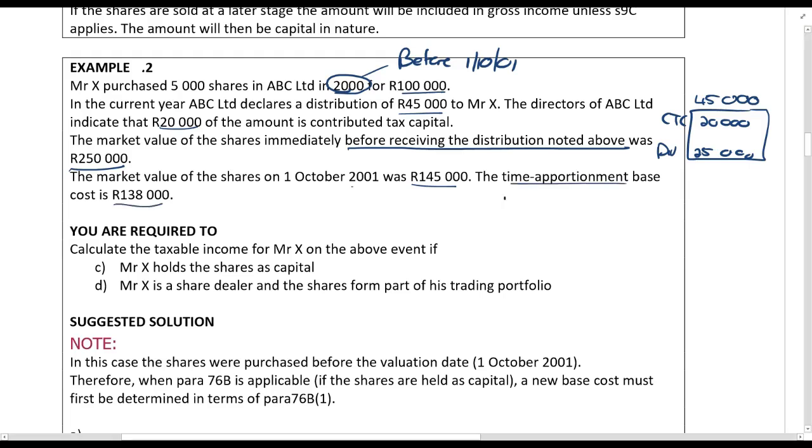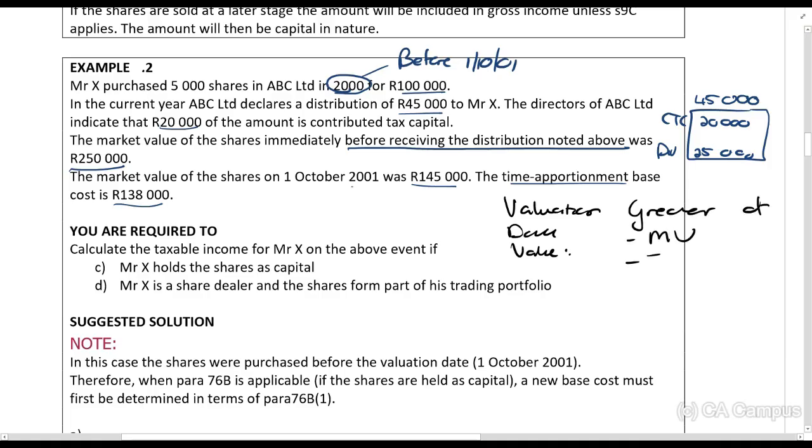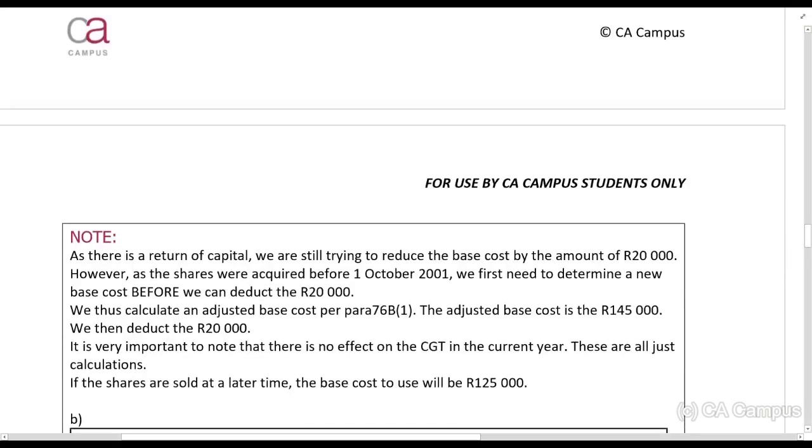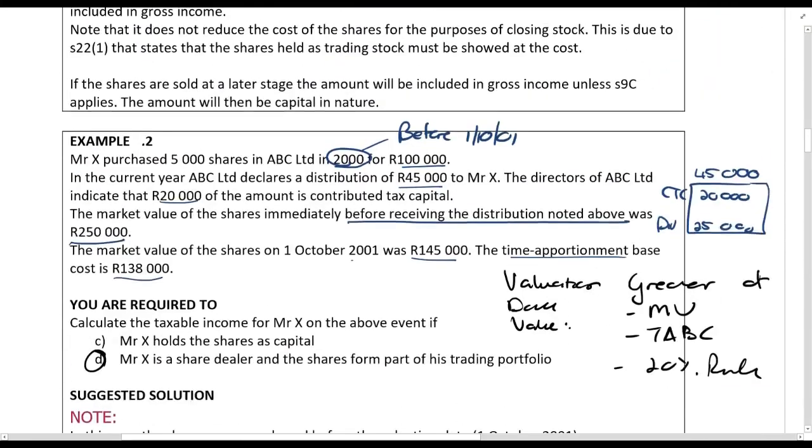Now, remember, there's a whole complicated way of doing this, but your valuation date value, the most common rule is that it's the greater of market value, time portion base cost, or the 20% rule, which is 20% times your proceeds less cost after 1 October. Now, first up, I want us to do this. Let's look at part D, sorry, it just obviously followed the same sequencing. That's just a word error. I'll fix that for you guys, A and B.